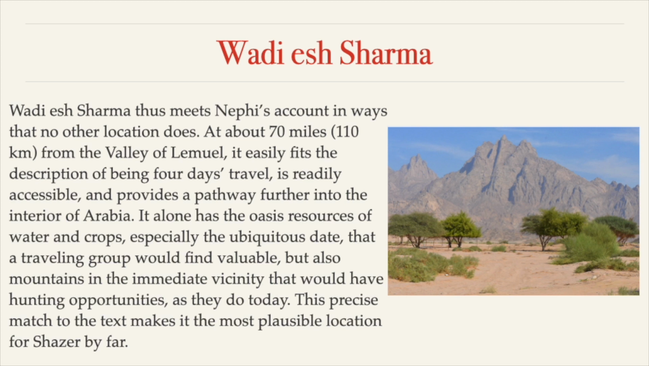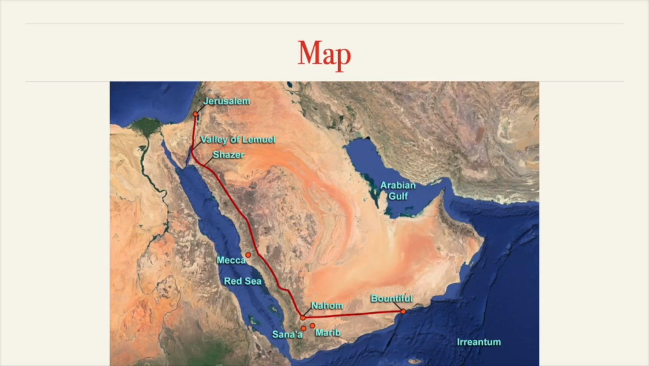So there is a place exactly south-southeast of the proposed encampment of the Valley of Lemuel where we have food, water, trees, and resources for an encampment. Also hunting. Here's the map. So we go south of Jerusalem, get to the borders of the Red Sea. We go 3 days journey to the Valley of Lemuel. Then we go 4 days journey south-southeast to Shazer.